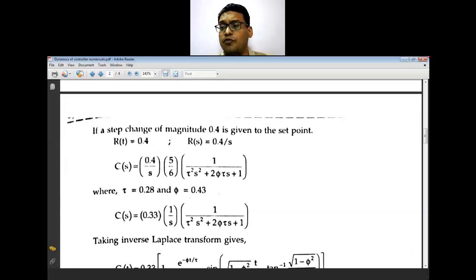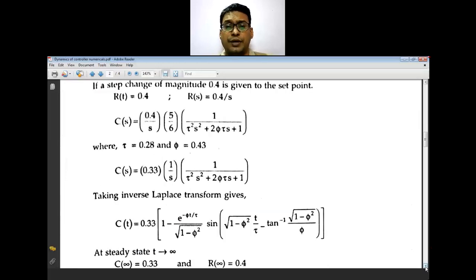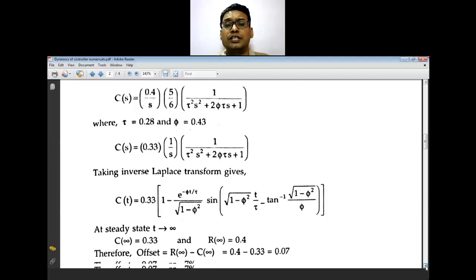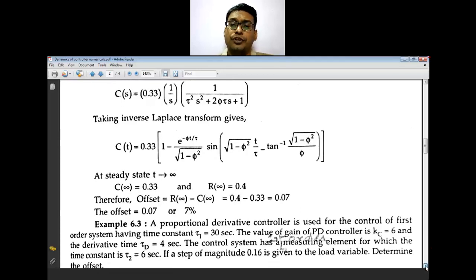So the response for the underdamped second order control system is Kc into bracket 1 minus e raised to minus phi t/tau over root of 1 minus phi² times sine of root of 1 minus phi² t/tau minus tan inverse of root of 1 minus phi² over phi. So this is the response I will get.